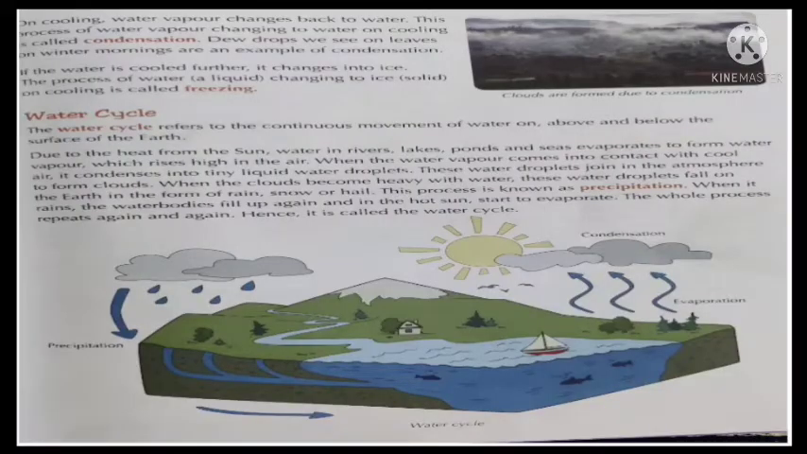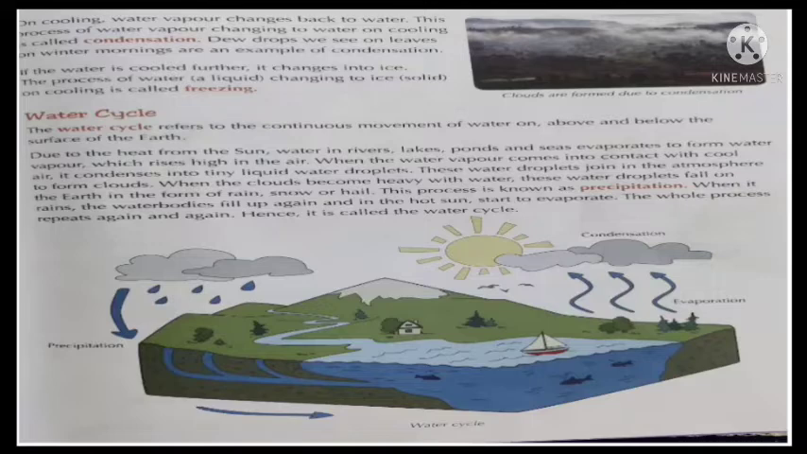Next, on cooling, water vapor changes back to water. This process of water vapor changing to water on cooling is known as condensation. Dewdrops we see on leaves on winter mornings are also an example of condensation. And if the water is cooled further, it changes into ice. That is, the process of liquid water changing to ice, the solid form, on cooling is called freezing.